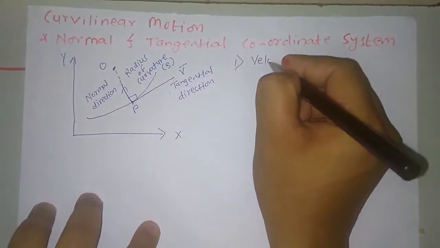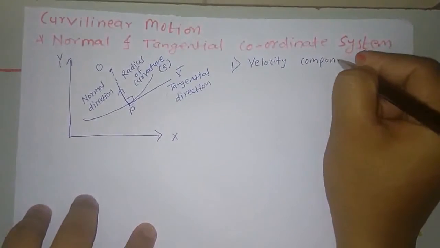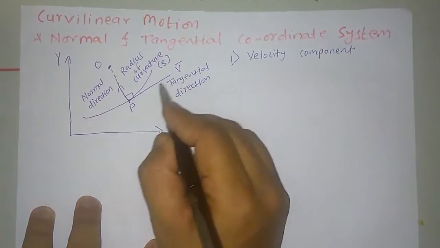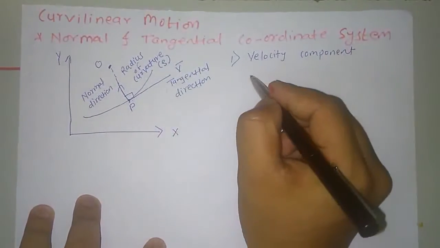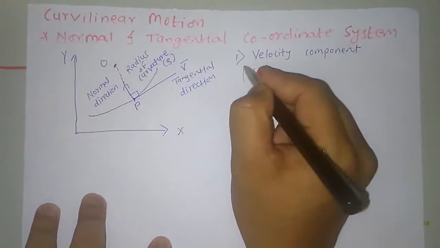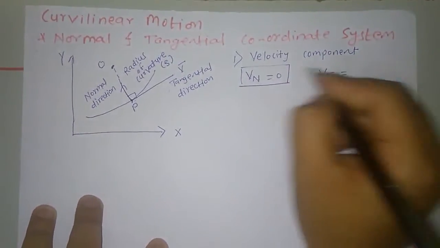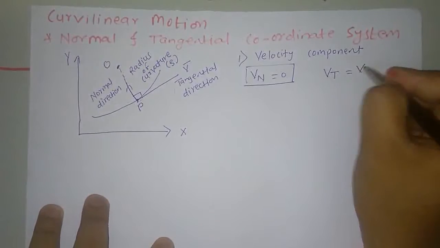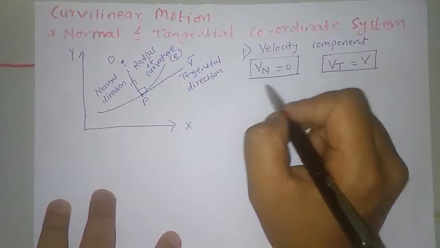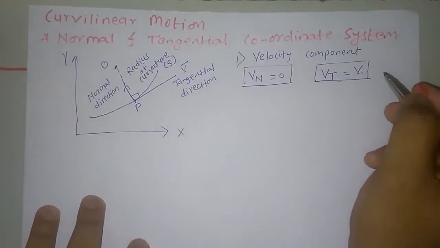We will now find the velocity and acceleration components. So the first is the velocity component. Since the velocity is tangential to the path, the normal component must be 0. And what will be the tangential component? The tangential component, we know, is the velocity itself. So these are the velocity components: the normal component is always 0, and the tangential component is the velocity itself.